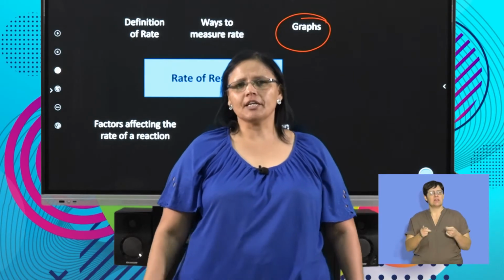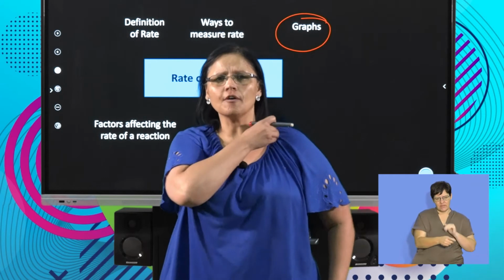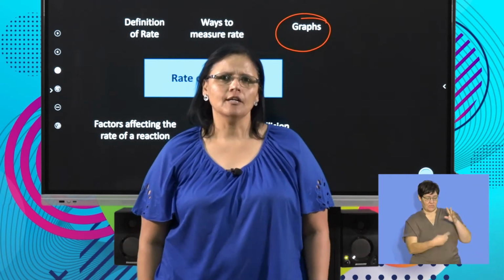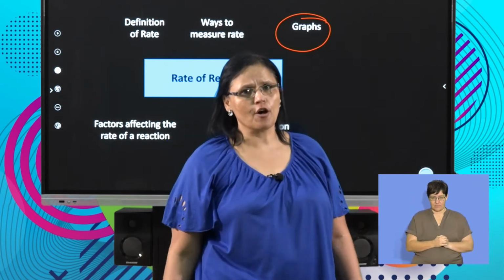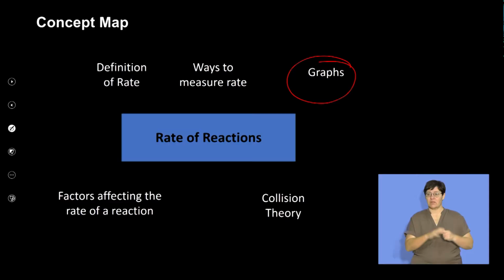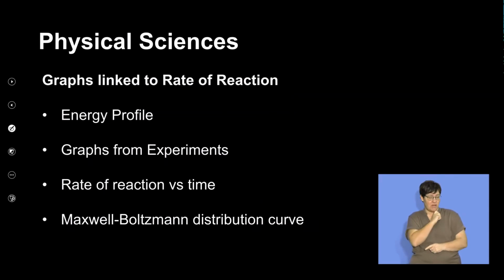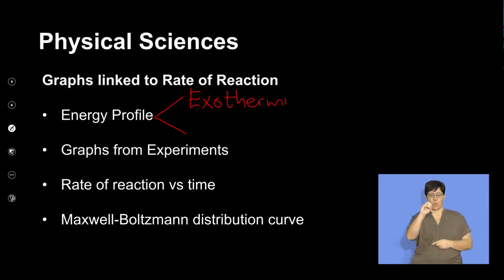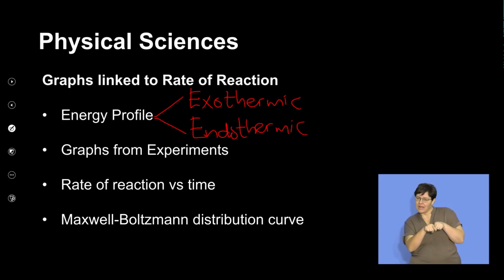Now when we look at rates of reactions and the graphs that we will look at here, there are 4 different types of graphs that we can talk about. Firstly, we have the energy profile graphs, where we can remember we have the exothermic and the endothermic graphs. Exo and endothermic graphs.